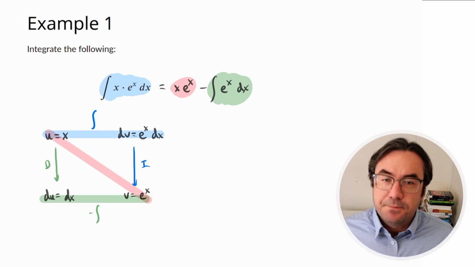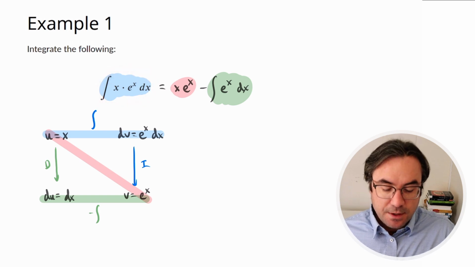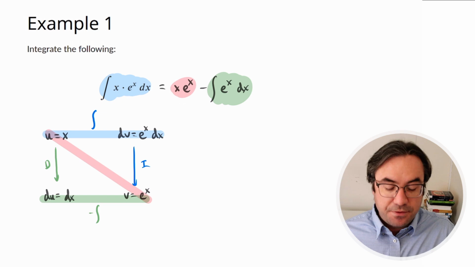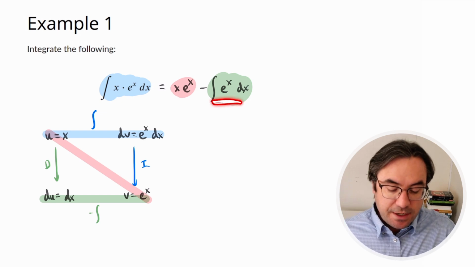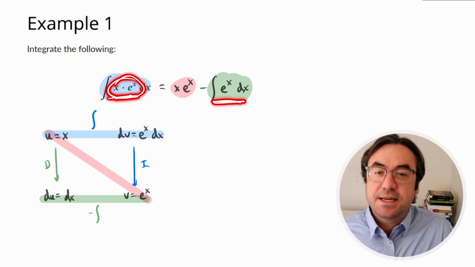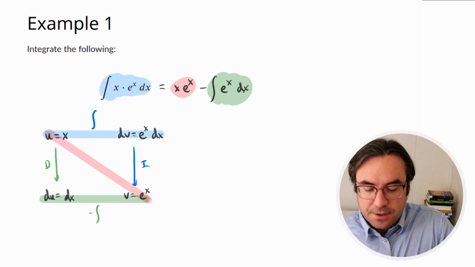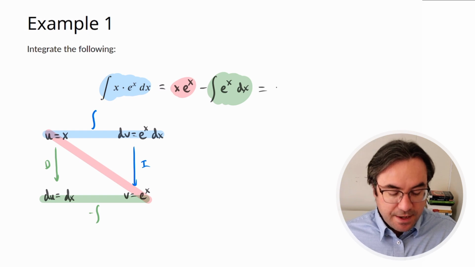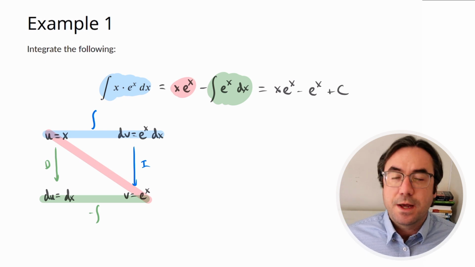All right, so the upshot of this is we've taken this more complicated integral. We have this piece that we're done with, and now we have this other integral to do, but this one's a little bit easier. So here we're just integrating e to the x. This one had x times e to the x. So then we just finish. So the integral of e to the x is just e to the x. And then we throw on our plus c.